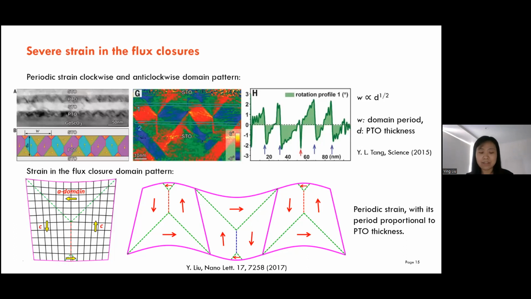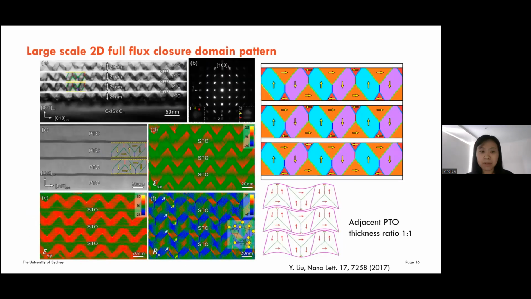Then according to this rule, we have designed PTO, STO multilayer with adjacent PTO layers of different thickness. For this one, the PTO thickness is exactly the same in each layer, and we found that in each layer the domain is exactly the same. And here is a model of the strain state in this material that fits very well.